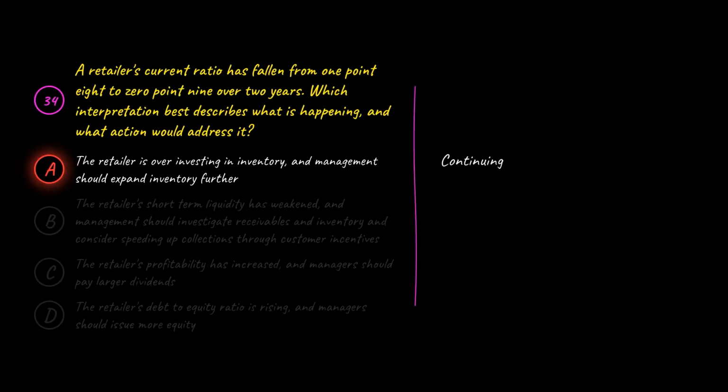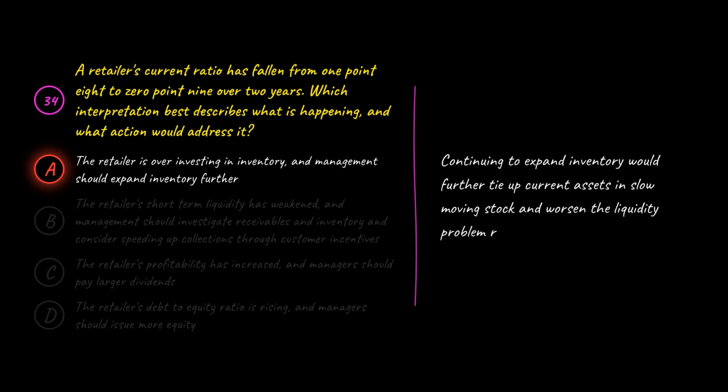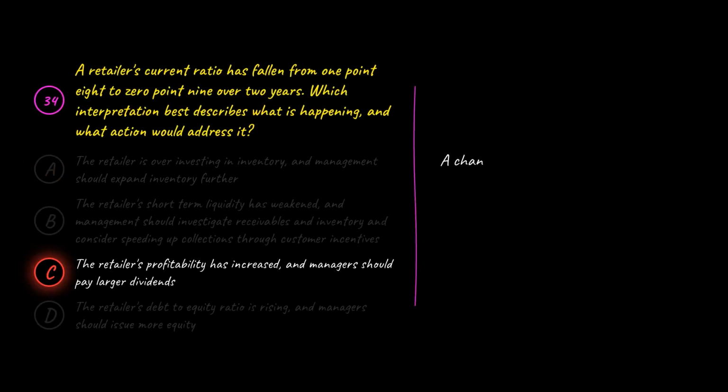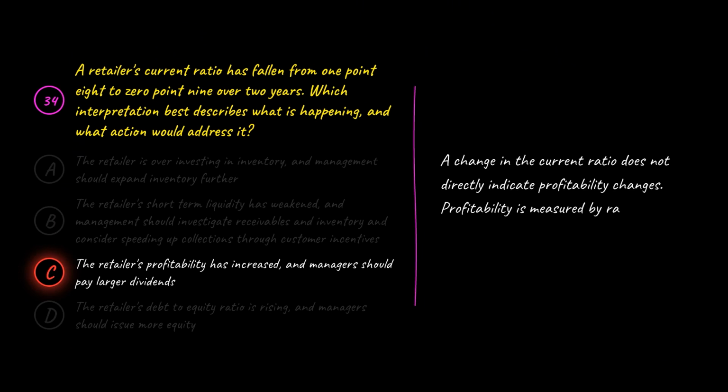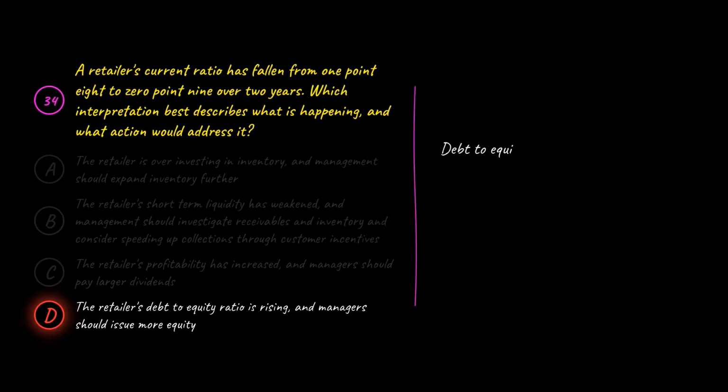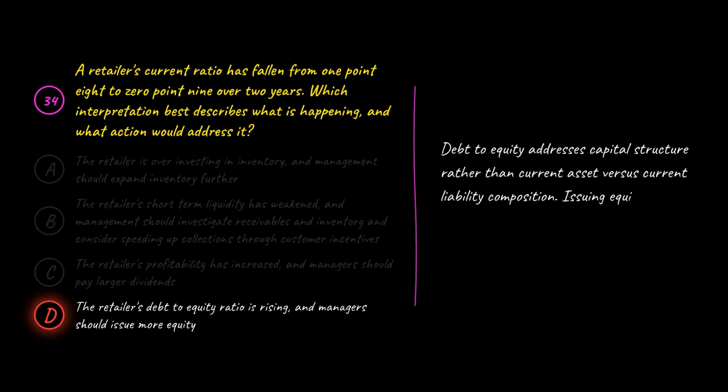A is wrong because continuing to expand inventory would further tie up current assets in slow-moving stock and worsen the liquidity problem rather than fix it. C is wrong because a change in the current ratio does not directly indicate profitability changes. Profitability is measured by ratios such as profit margin and return on assets. D is wrong because debt to equity addresses capital structure rather than current asset versus current liability composition. Issuing equity may help long-term solvency but does not address the immediate working capital squeeze.